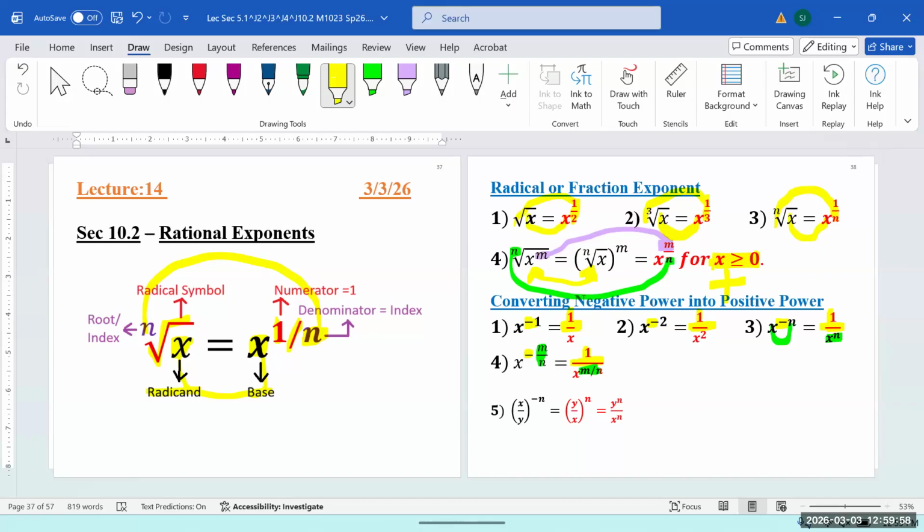And if you have a fraction on the base with a negative power, we can easily turn this negative power into positive if you change the position of your fraction. So the numerator x goes in the denominator, and the numerator y goes in the numerator, and the power negative n turns into positive n. So if you flip the fraction, the negative turns into a positive power.